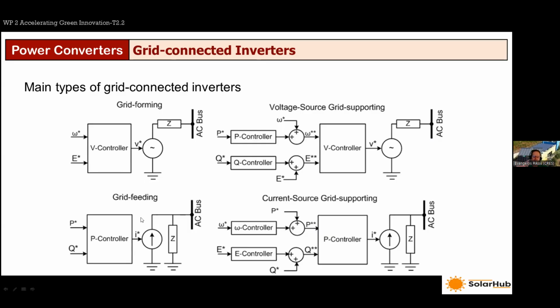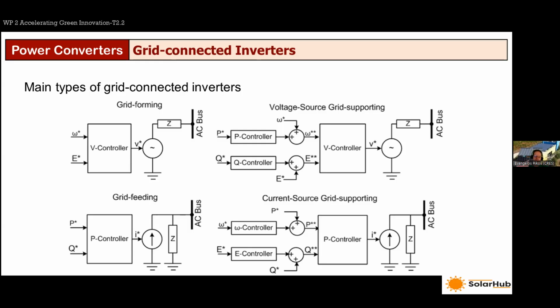There are some other converters that are called grid feeding ones. They behave as current source. In fact, most photovoltaic inverters, commercial inverters, operate like this when connected to the grid, not as grid forming ones. And an improved version of those are the voltage source grid supporting and current source grid supporting units, which are equipped with some kind of control, droop control, active power and reactive power control in order to support the grid in some basic operations.